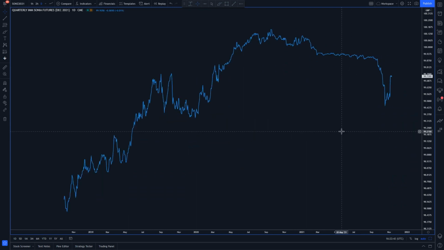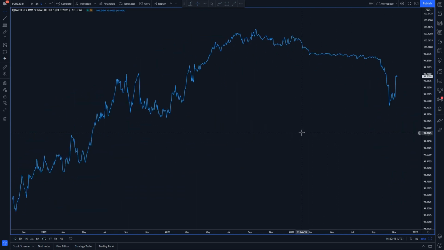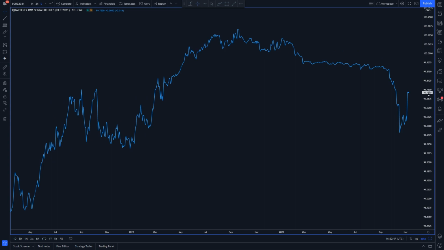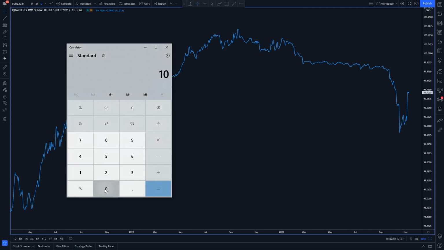So this is what they normally look like, right? And what we would normally have to do is go look at the contract price. We would need to take out a calculator. We would need to say 100, subtract the contract price, subtract the official bank rate, of course, and that gives us an implied rate of what Sonia Futures is implying from a tightening point of view for the Bank of England for December. 17 basis points of tightening, basically one interest rate hike. So that's what we normally had to do.